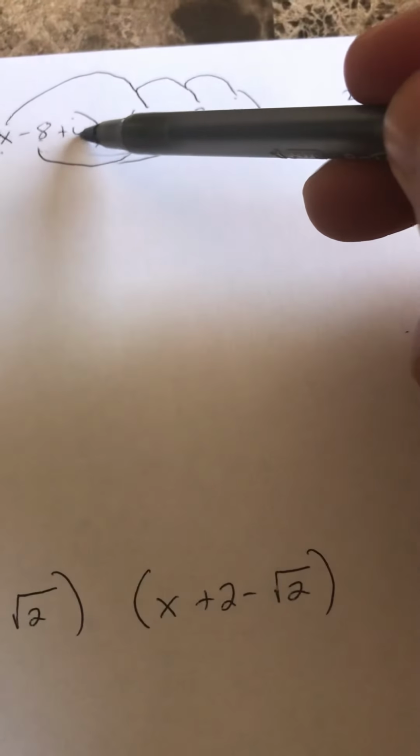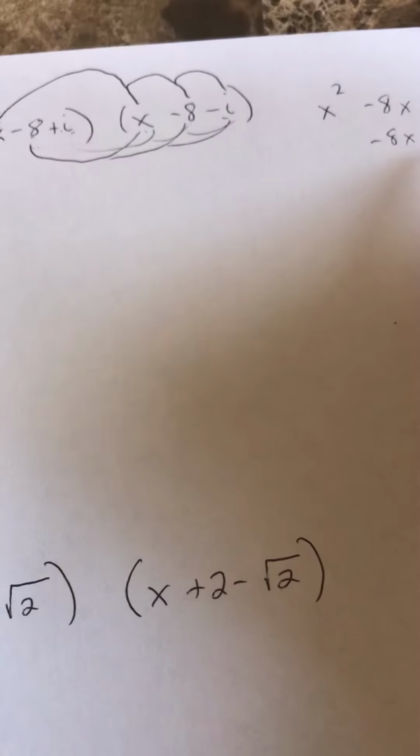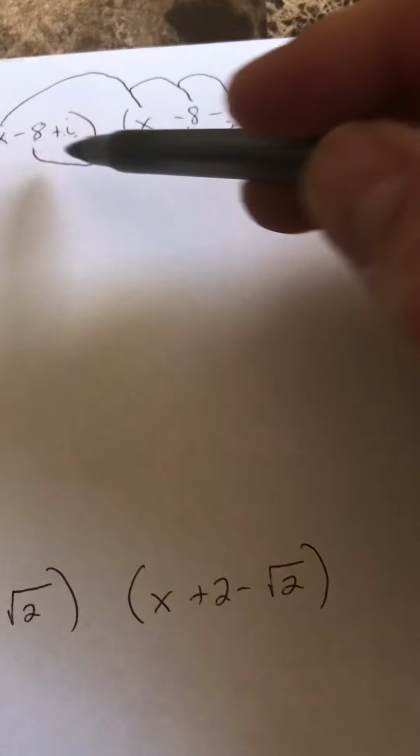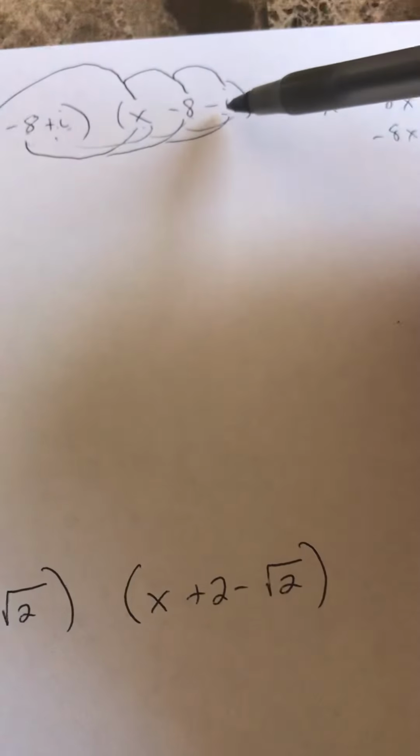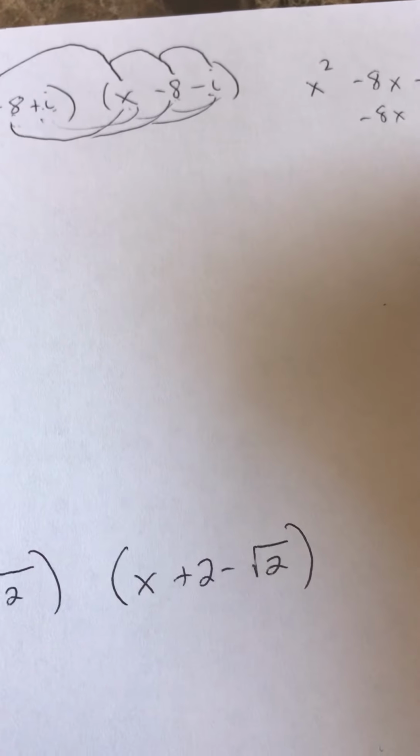And now I've got to distribute this i. So i times x, i times a negative 8, and i times a negative i, which gives me the negative i squared. So what we have now are these items over here.